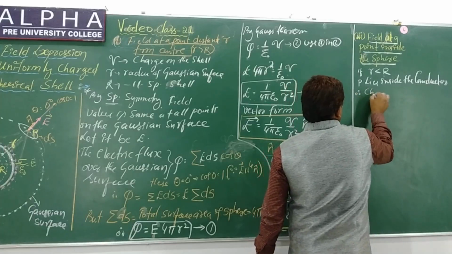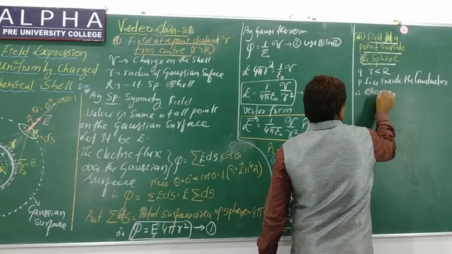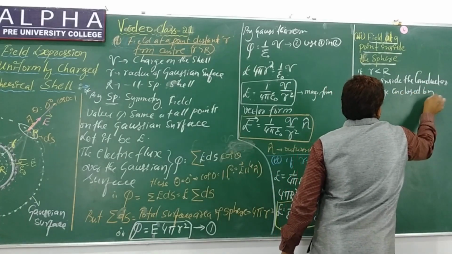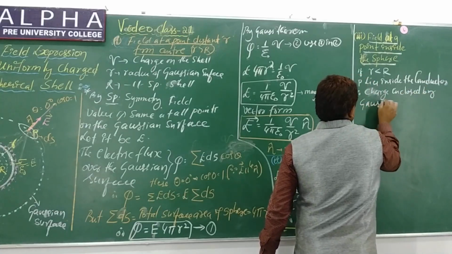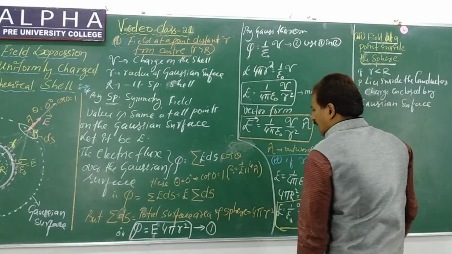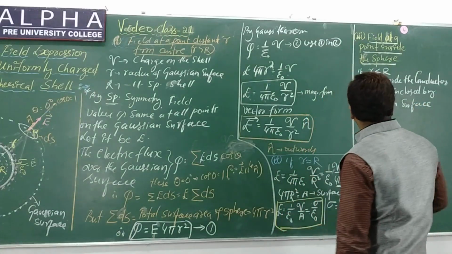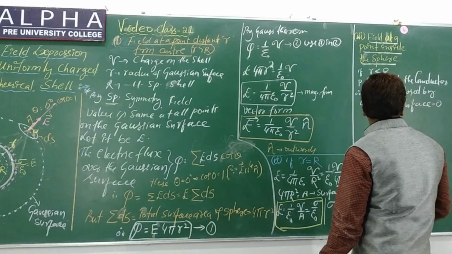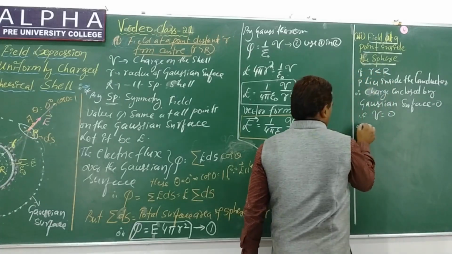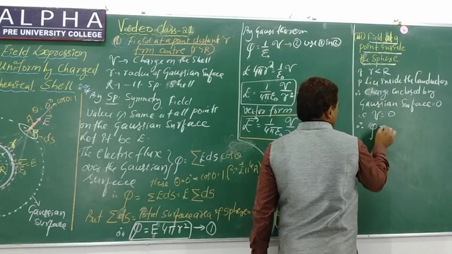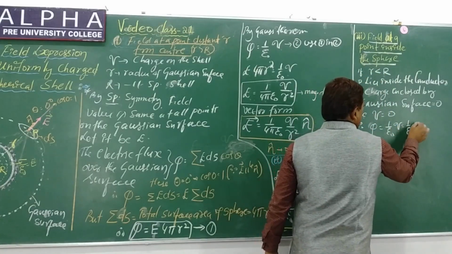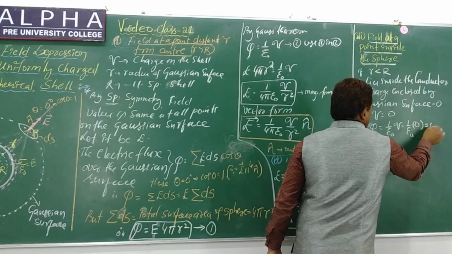Therefore, charge enclosed by Gaussian surface. What is the Gaussian surface? Another concentric sphere, the charge enclosed is equal to 0. That is, charge Q equals 0. Therefore, what about flux? Flux phi equals 1 by epsilon times Q. So 1 by epsilon times Q is 0, total term 0.